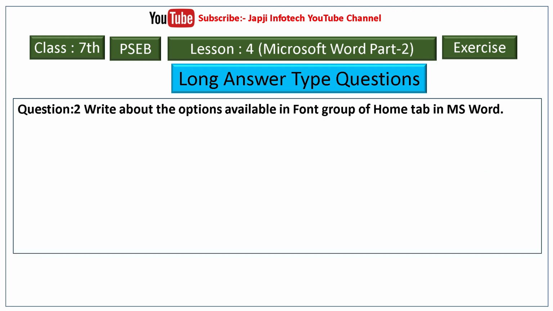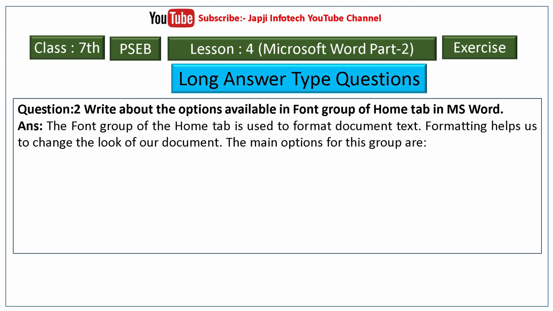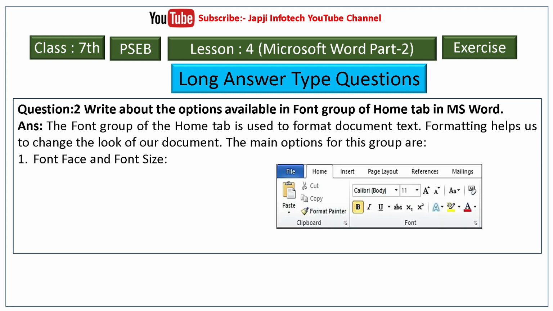And the second one is, write about the options available in font group of Home tab in MS Word. So the font group of Home tab is used to format document text. Formatting helps us to change the look of our document. The main options of this group are, first one is font face and font size. Second one is font style like bold, italic, underline.